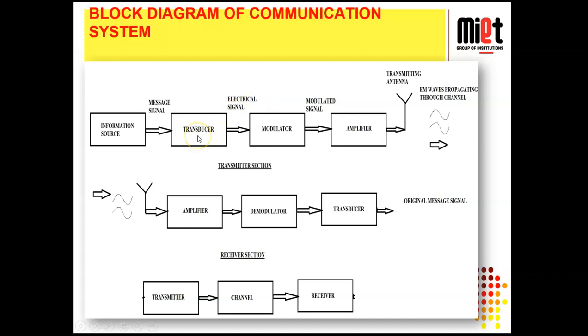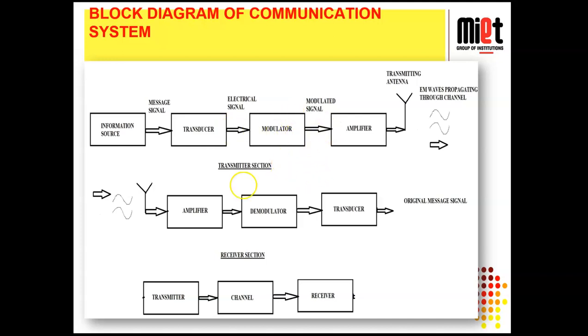So a transducer is a device which converts one form of energy into another form of energy. Okay, so it is converted into an electrical wave. Now, what is a modulator? A modulator is a device which superimposes your low frequency signal onto the carrier frequency. Okay, so this is a modulator.